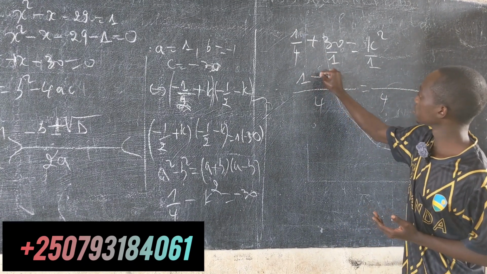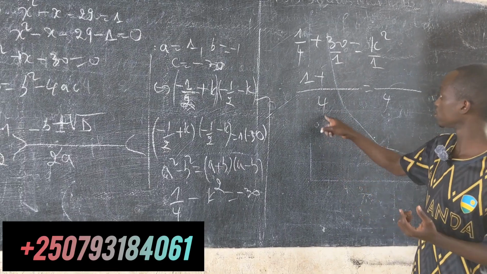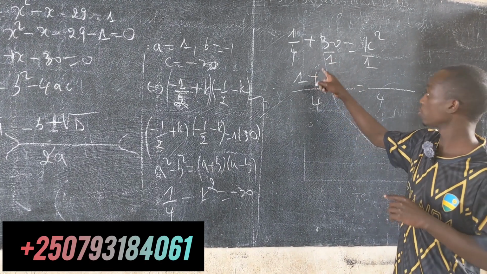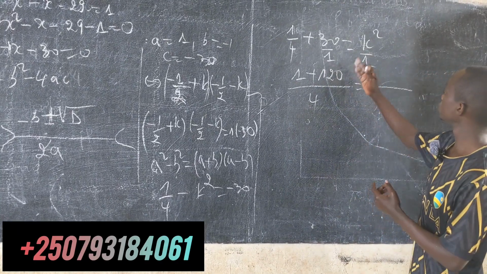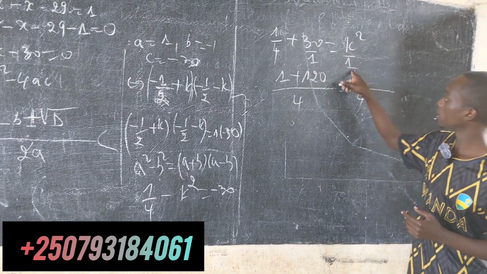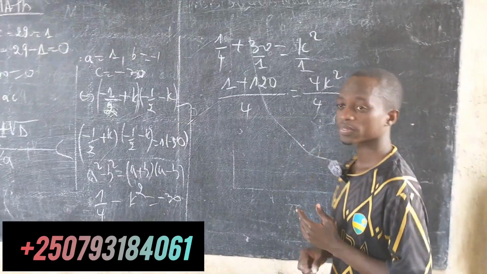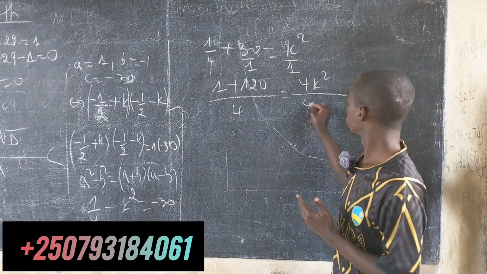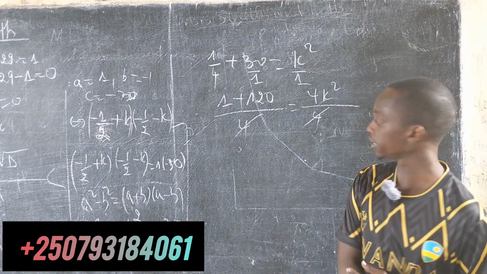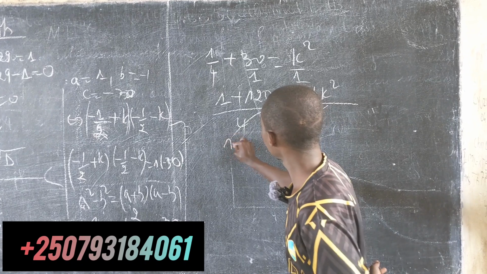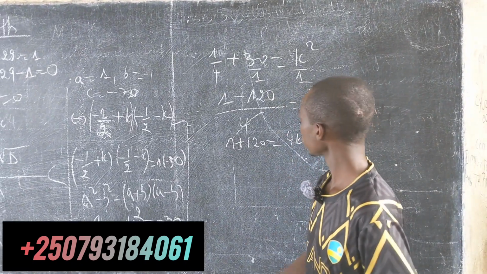Okay, here we have positive. Need to write it here. 4 divided by 1 is going to be 4. 4 times 30 is going to be 120. So 4 divided by 1 is equal to 4. 4 times k square is going to be 4k square. So we need to cancel or simplify 4 by 4. And what is remaining is 1 plus 120, which is equal to 4k square.